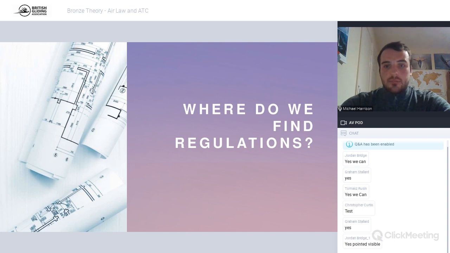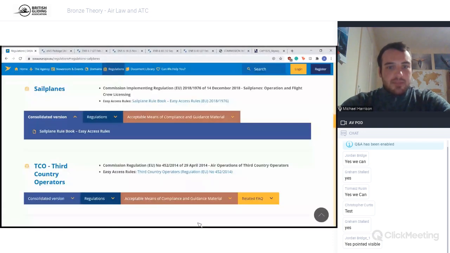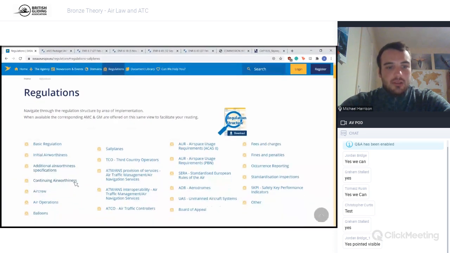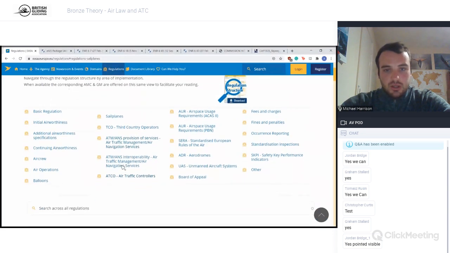So where do we find the regulations? I'm just going to try and share my screen with you for a moment, and hopefully this works correctly. Screen sharing. There we go. Hopefully you guys can see my screen now. And here we have the Skyway Code. I'm actually going to come back to that, and we're going to just look at EASA for the moment. So this is EASA's website. You can see the regulations here. These are all of the different areas that EASA regulates. A lot of them aren't relevant to us, but the two that are in particular are sailplanes and SERA, the Standardised European Rules of the Air. So just have a look at sailplanes quickly.